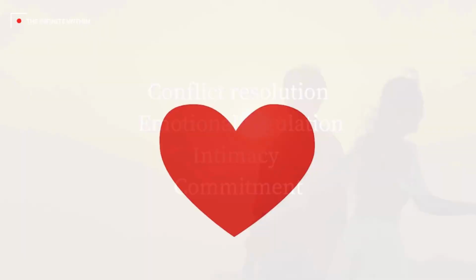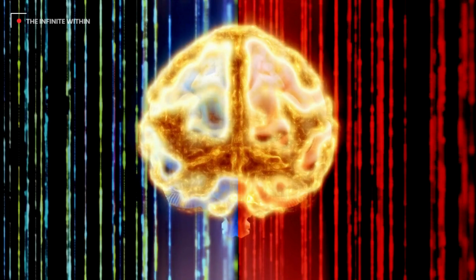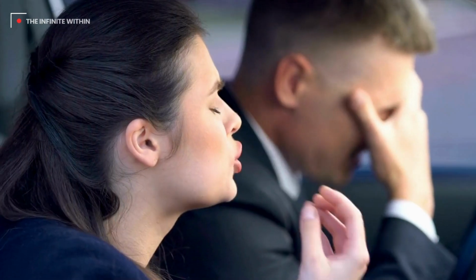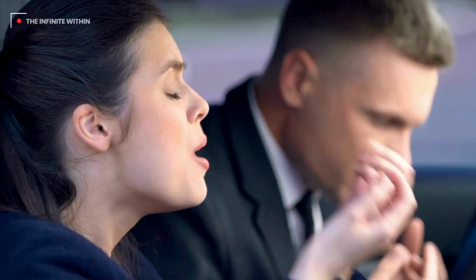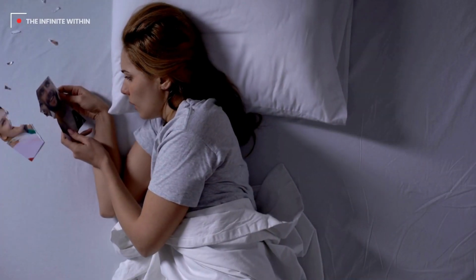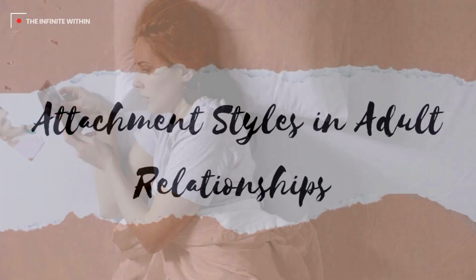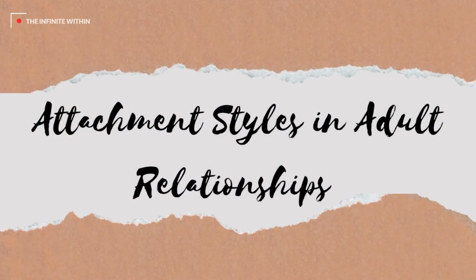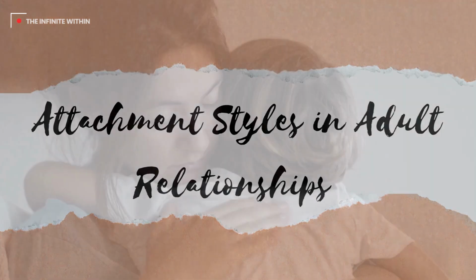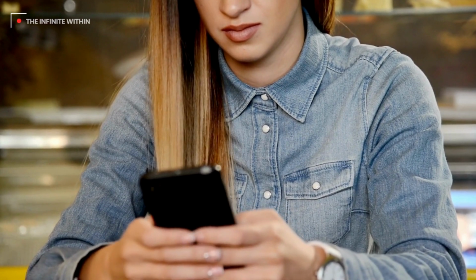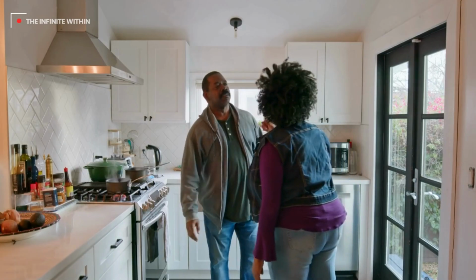commitment. So why does love hurt? Because when your attachment system is activated, especially under stress, your brain isn't just reacting to your partner, it's reacting to your past. The fight you're having isn't just about what they said, it's about what your nervous system remembers. We don't leave our attachment styles in childhood. We carry them into adulthood, into our texting habits, arguments, breakups, and even our silences.